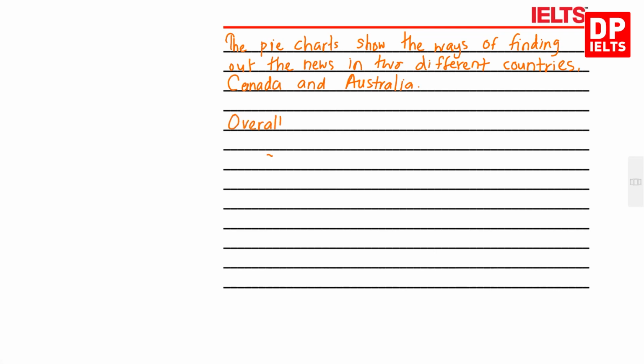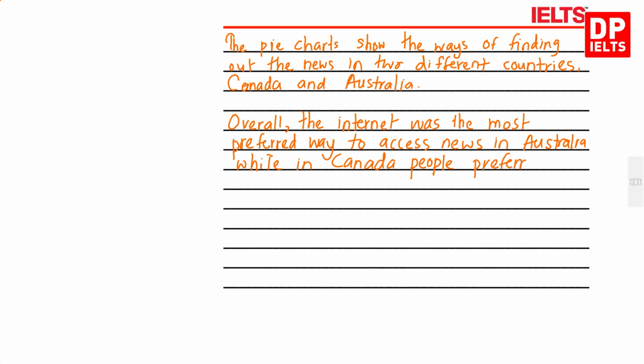Overall, the internet was the most preferred way to access news in Australia while in Canada people preferred to watch TV.